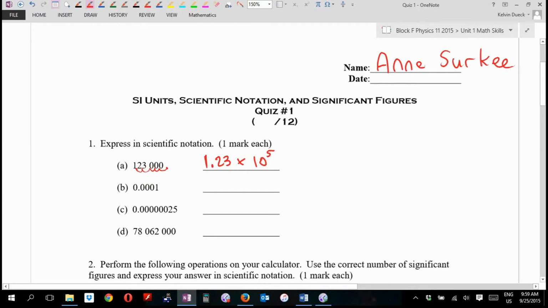The way I would mark this, I would give you a half mark for the 1.23 and then a half mark for the times 10 to the 5th. If you got it right, you get 1 out of 1. B.